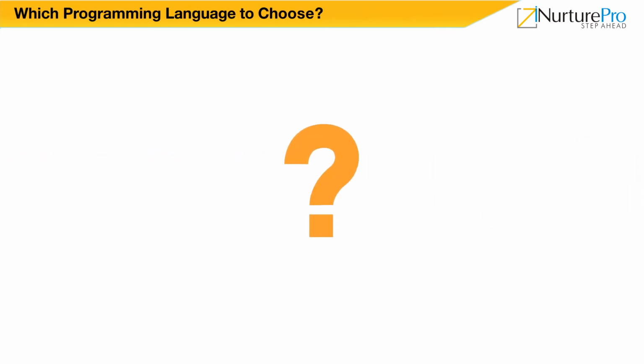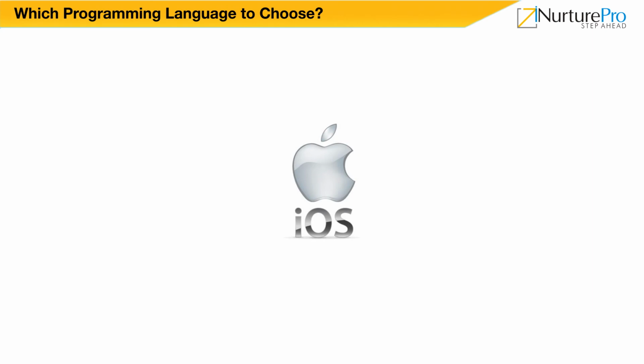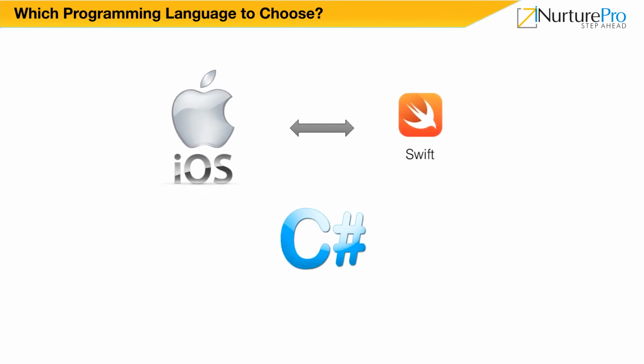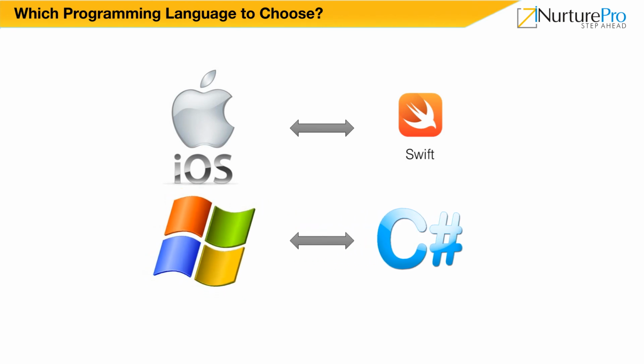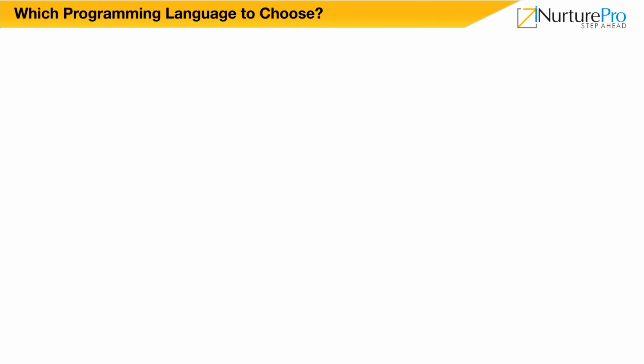Now a critical question is, which programming language to select for developing mobile applications? For native development for iOS devices, Swift would be a better option. C# is best suited for the Windows platform. For everything else, the selection of a programming language depends on the requirements of the users and the budget required for a project. Let us have a quick recap of what we discussed.